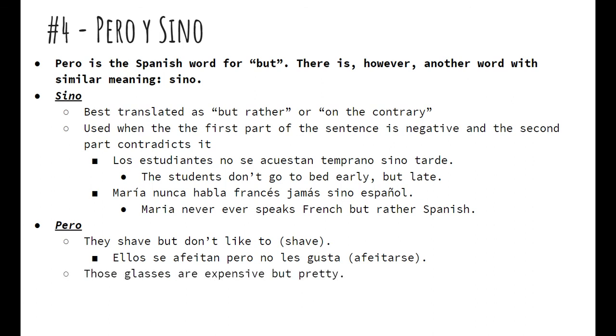Those glasses are expensive, but pretty. Again, there's not really a full contradiction there, and the first part's not negative, so we use pero. Esas gafas son caras, pero bonitas. So one thing to keep in mind here, pero is going to be used the vast majority of the time. Sino is kind of a side use, but it is used more often than you think. So watch for a negative first part and then a second part that contradicts it. And the but could be translated as but rather or on the contrary. If that is the case, you'll use sino. El fin.